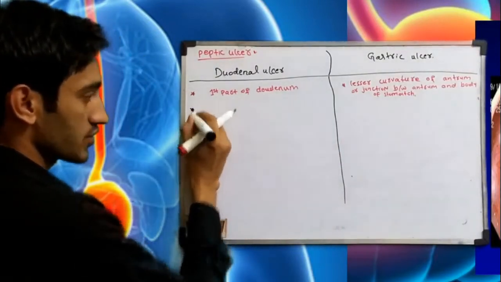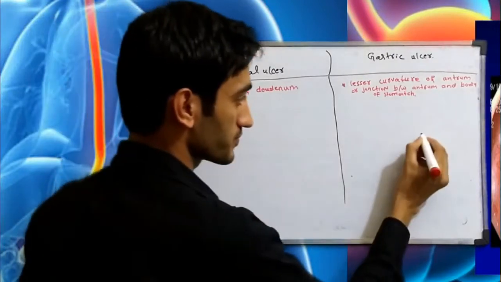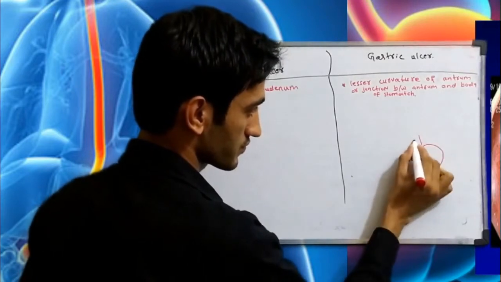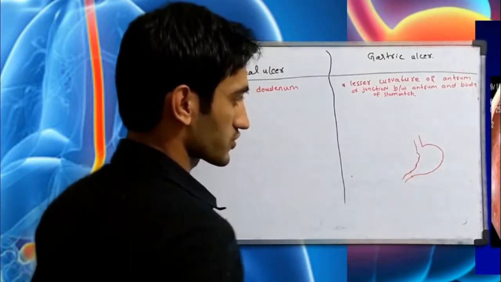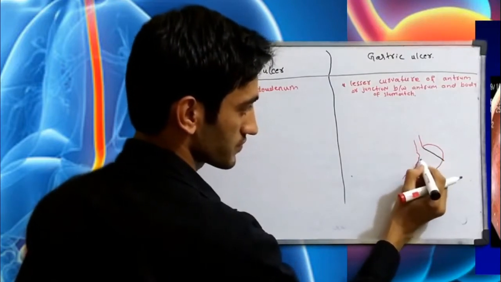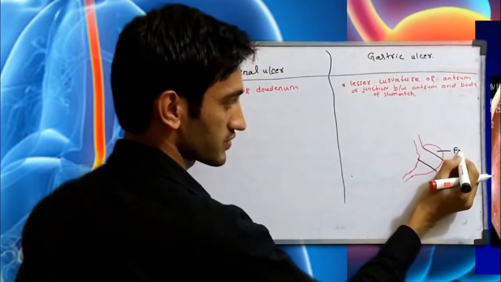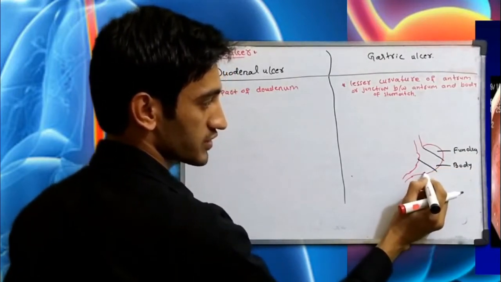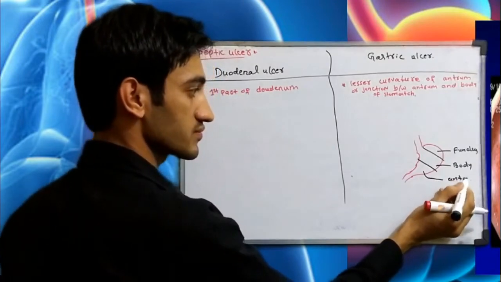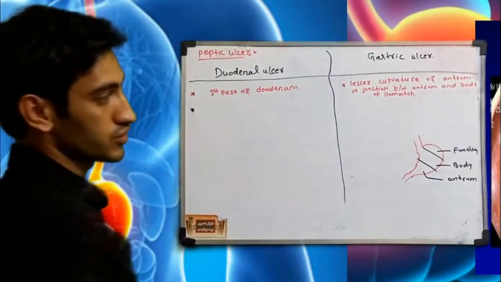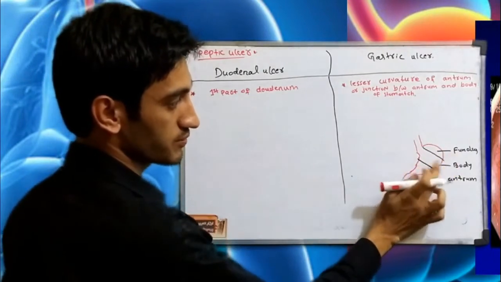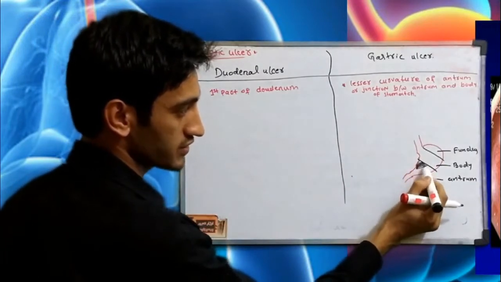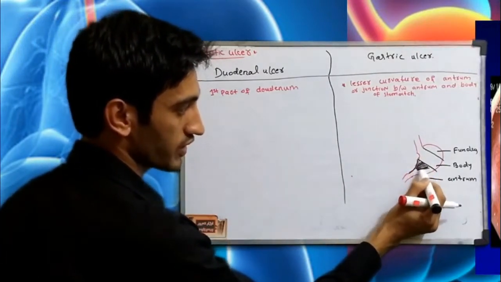Another difference, first of all, I should tell you what is antrum. Our stomach consists of three parts: fundus, body, and this part is antrum. The stomach consists of three parts: fundus, body, and antrum. So the gastric ulcer occurs in the lesser curvature of antrum.